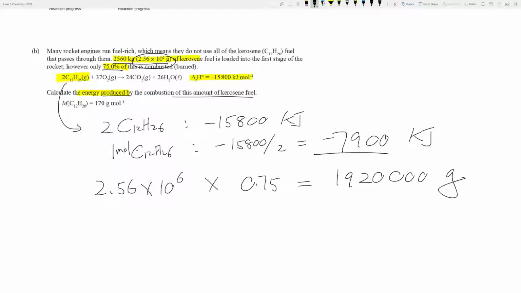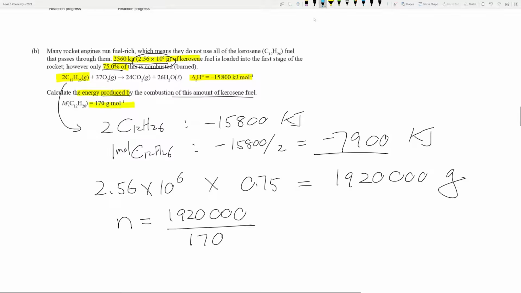So this is going to be 1920000 grams, and then I can convert this to moles, because grams to moles is just done by using the molar mass. Something that we normally see in chemistry is that every single number you've seen in this particular question, we have used once. It's very rarely that we need to use a single number twice, and it's extremely rare that we give you a number that you don't need to use to calculate. So this is 11294 moles.